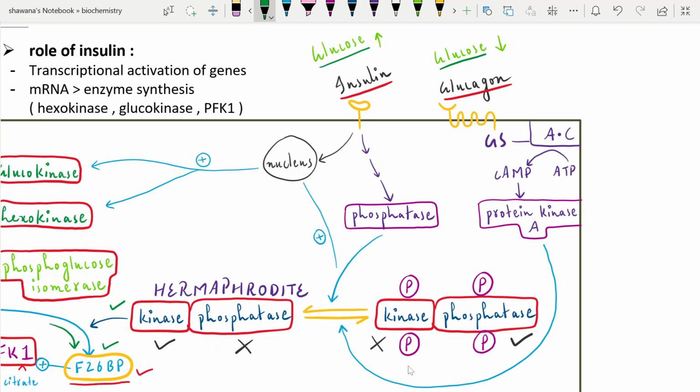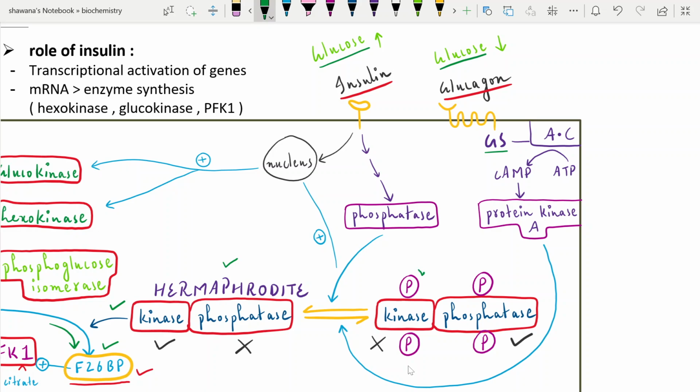One of them is that glucagon binds to a 7-pass receptor and it binds to G stimulatory. This whole process I have discussed in the previous lecture. I'm just revising that stuff. The G stimulatory influences adenylate cyclase, which converts ATP to cAMP, and it forms protein kinase A. And as I have told you, kinase enzyme is to phosphorylate something. It means that it's going to phosphorylate this hermaphrodite enzyme which has two domains.